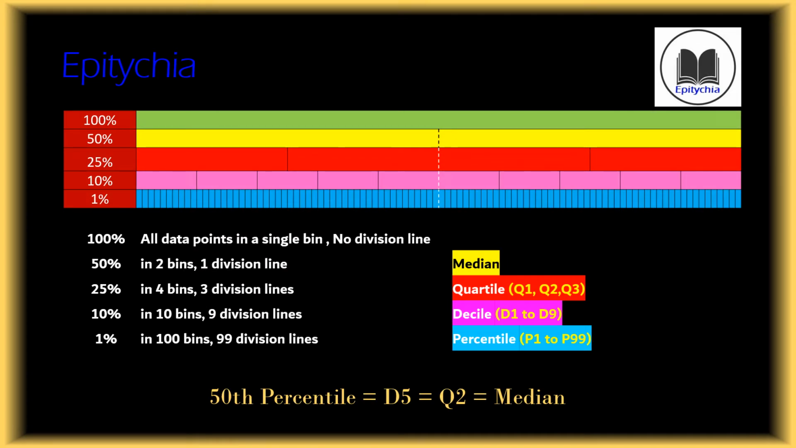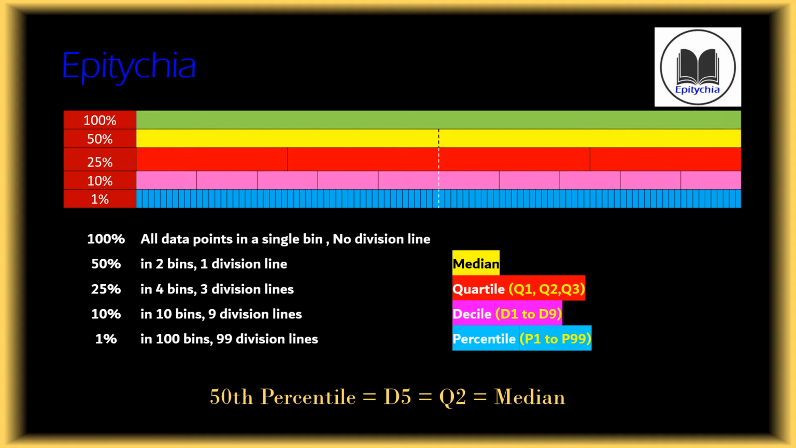Before explaining percentile, see these dividing methods of data points. 100% of data means there is no division line in the data set. 2 bins means one dividing point is there, which is called median. Median divides the total data points into 2 bins of 50% each. Next is 4 bins. That means 3 dividing points which divide the total data points into 4 equal parts. These 3 points are called quartiles. So there are 3 quartiles, Q1, Q2 and Q3.